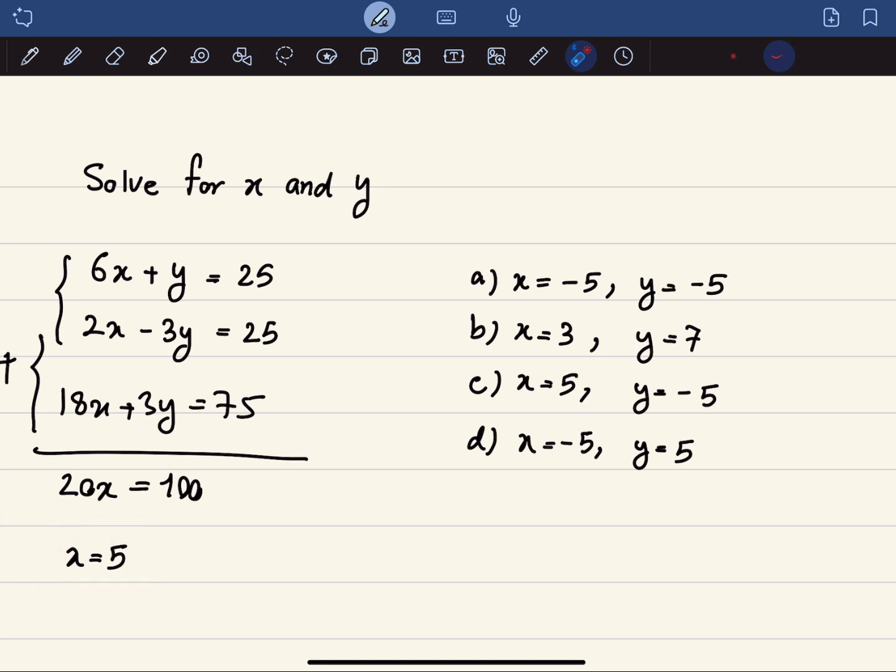But remember, we're looking for both x and y. Right. We can't leave y hanging. So how do we use our newfound knowledge of x to figure out y? We substitute. Now that we know x is 5, we can plug that value back into either of the original equations. Like we're swapping out a puzzle piece. Okay, let's try it with the first equation. 6x plus y equals 25. So 6 times 5, that's 30, plus y equals 25. Looking good. Then subtract 30 from both sides, and we get y equals negative 5.